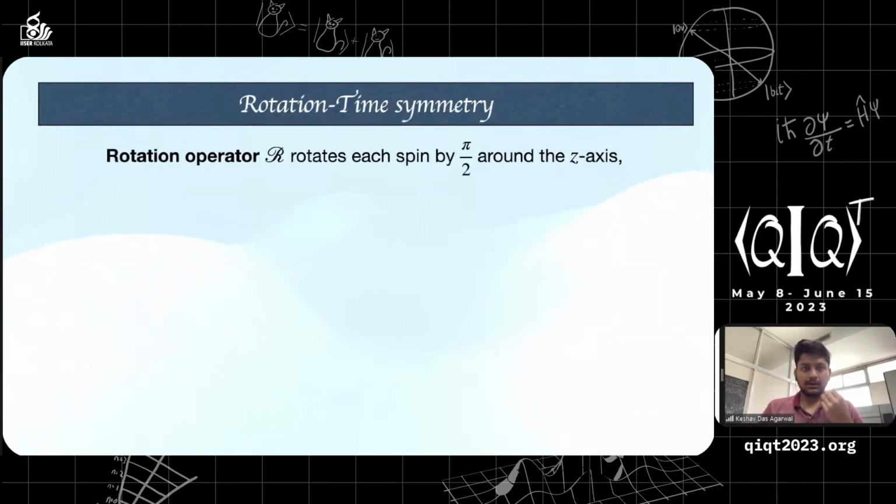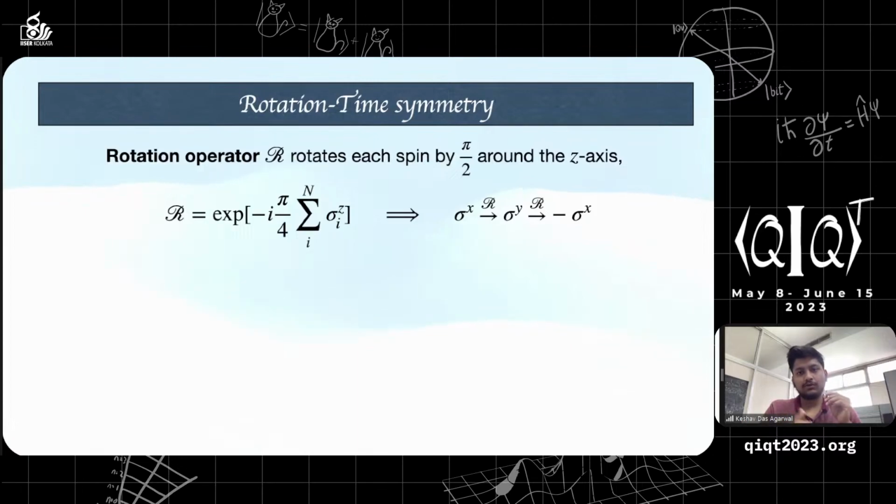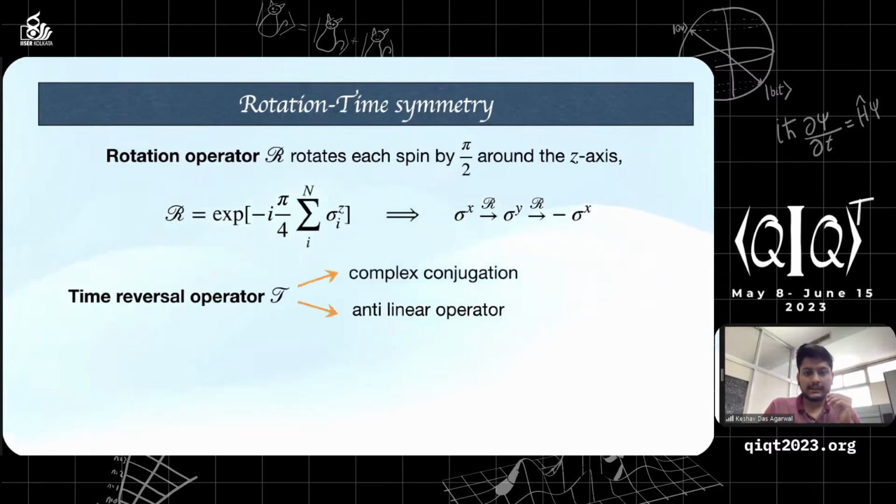So what is the RT symmetry? The R in the RT is rotation of each spin by pi/2 around an axis. So if there's a system of n spins, each spin is rotated by pi/2 around the z axis, that is, in the Bloch sphere, x goes to y, that is, the sigma x operator goes to sigma y, and sigma y goes to minus sigma x. So this is the expression of the R, whereas the time reversal operator is a complex conjugation, and it's an antilinear operator, so that for all the operators, one should take the complex conjugate.